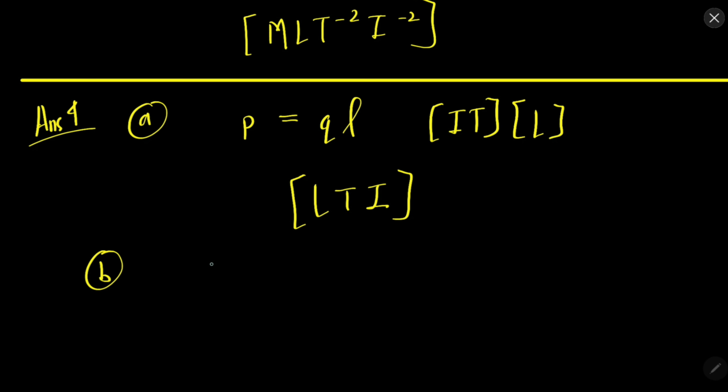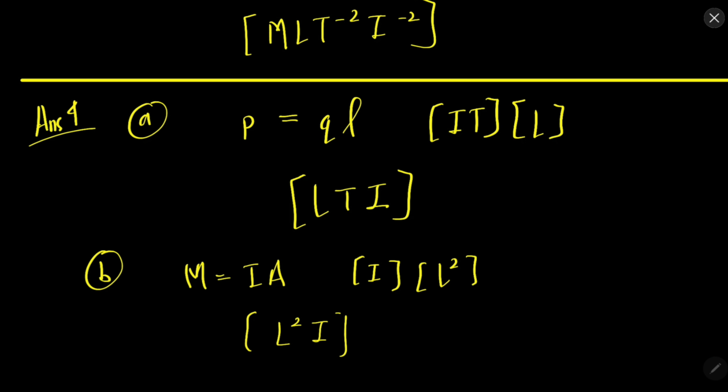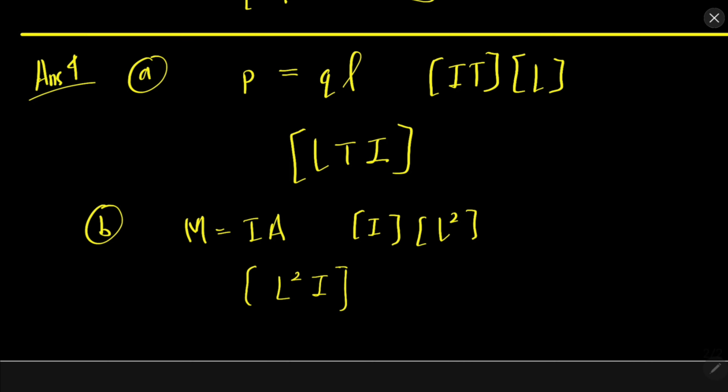Now the next is magnetic dipole moment, which is M is equal to I A, where I is the current and A is the area. So what we will have, for I, we will have obviously I, and for area we will have L square. So ultimately the dimension will be L square I. So this will be dimension for magnetic dipole moment.